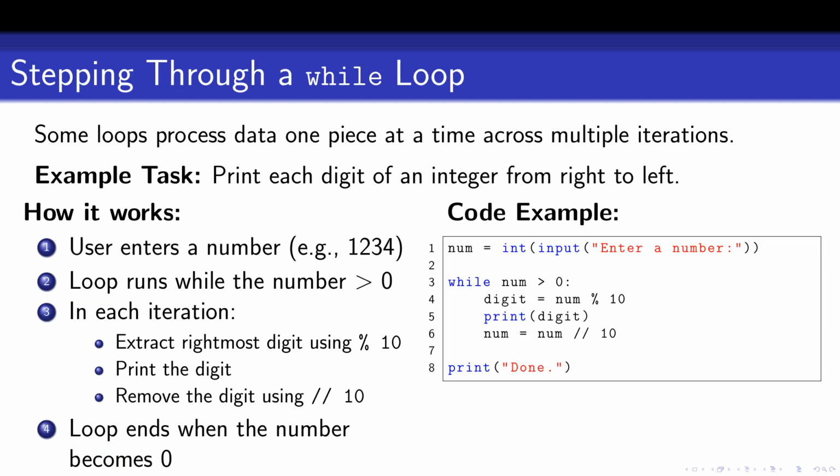Some loops are designed to process data piece by piece until a certain goal is reached. A good example of this is printing each digit of a number in reverse order. The technique involves using a while loop that continues as long as the number is greater than 0. On each iteration, the loop uses the modulo operator to extract the rightmost digit and the floor division operator, //, to remove it from the number. This process repeats until there are no digits left to extract.